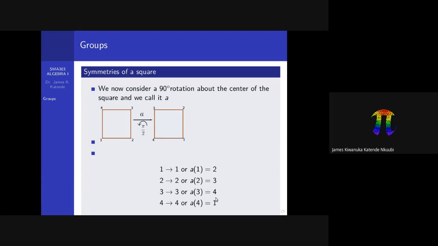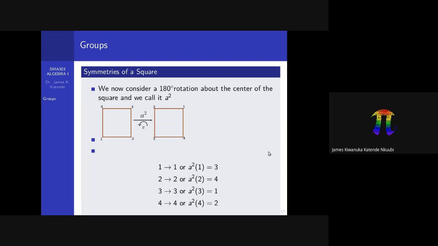So this column should be exactly the same as this second column here, where 1 goes to 2, 2 goes to 3, 3 goes to 4, and 4 goes to 1. And you can see it from the diagram. If you rotate it anti-clockwise through 90 degrees, 1 will move to 2, 2 will move to 3, 3 will move to 4, and 4 will move back to 1. And as a function, this is what it looks like.